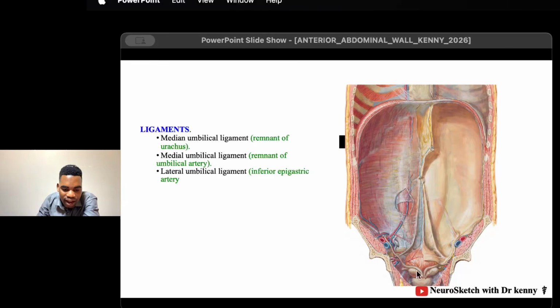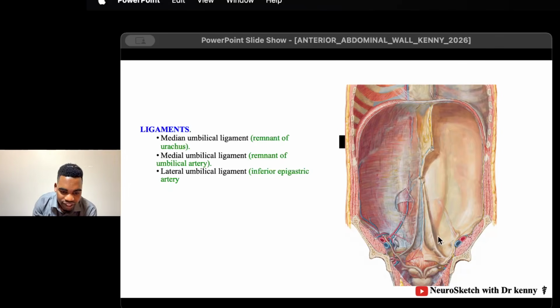Now, for example, the median umbilical ligament is the remnant of the urachus. And the urachus was used to transfer urine from the baby's bladder to the umbilical cord for excretion. Okay, this is the urachus. So the median umbilical ligament, and this sounds like an exam question. I'm sure most of the questions on the abdominal wall will ask you about these ligaments. So the median umbilical ligament is a remnant of the urachus.